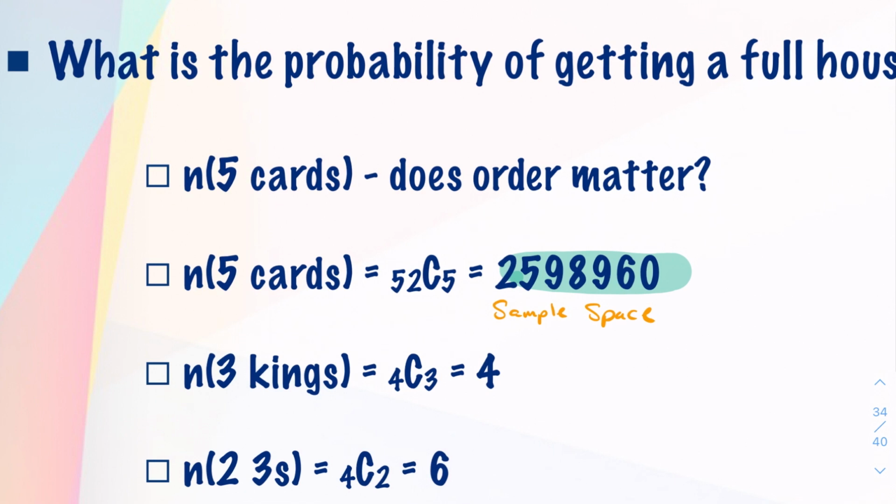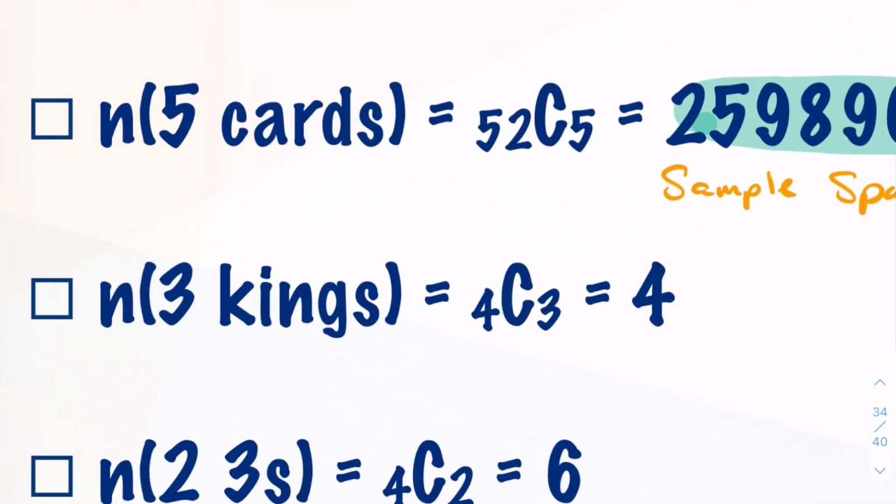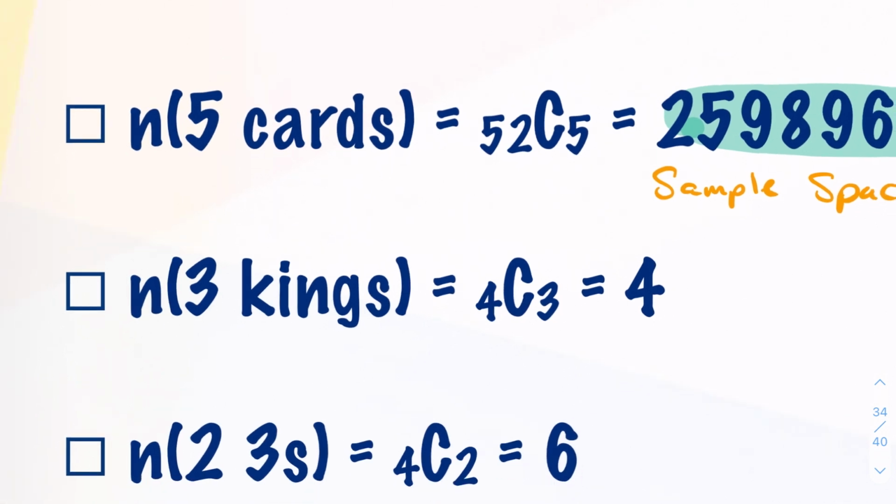Well, we need to know that there's 4 kings, and it doesn't matter if you get a heart, then a spade, then a club, or a spade, then a heart, then a club, as long as you have 3 of the same kind. So again, the logic holds that this is a combination. So it'd be 4 kings, and we want to choose 3 of them. Well, that's a lot smaller of a number. It's 4.